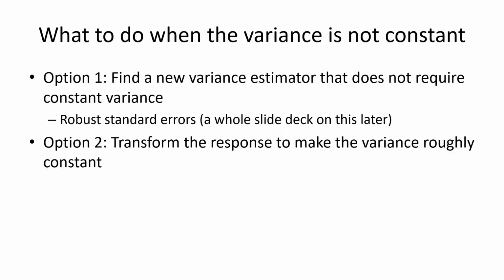deck on this later. This is a solution that is typically taught in economics. The solution that is typically taught in statistics is to transform the response to make the variance roughly constant. But the second option has a couple of disadvantages. So since it doesn't take much time, I will talk about the second option first now. But in general, this first option, in my opinion, is preferable.